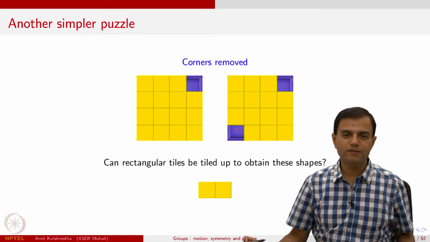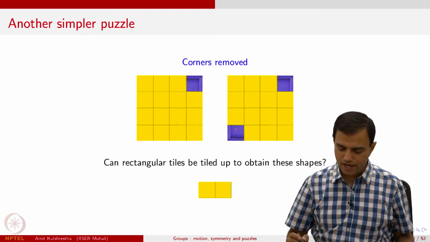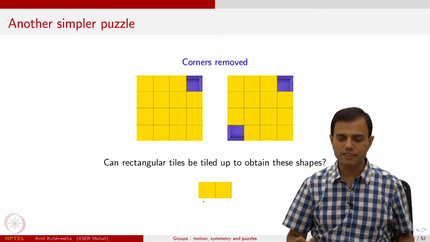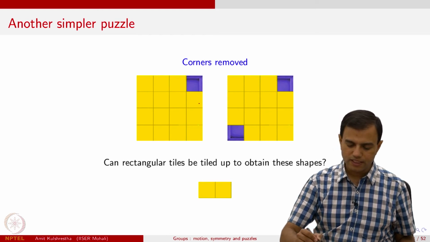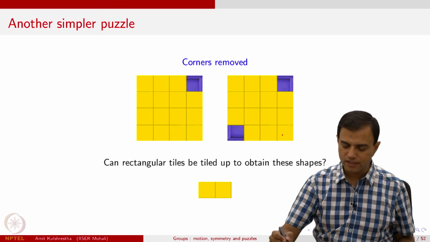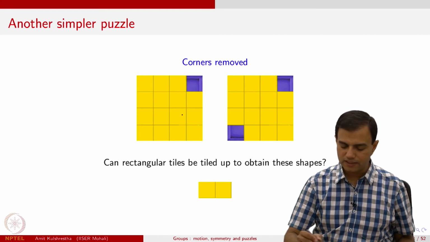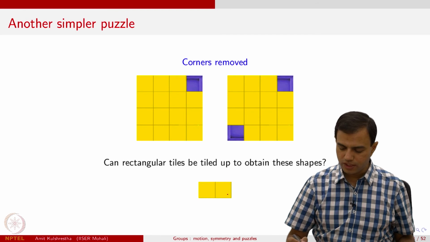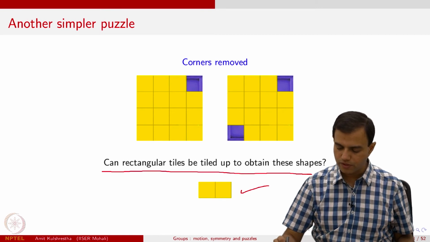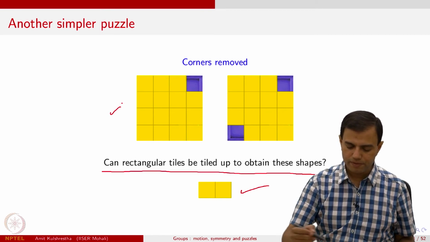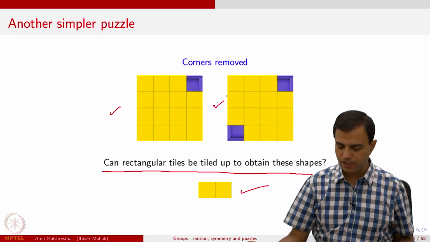And it's an extremely simple question. I am given these kind of rectangular tiles, and the point is, can I tile up these things? So here there are 15, here are 14. Can I tile these using these kind of rectangular tiles? Can rectangular tiles be used to obtain this shape and this shape? What would be your answer? It's not difficult.